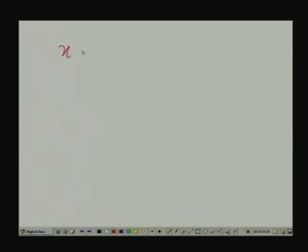So, this is an example. Suppose x has exponential density.